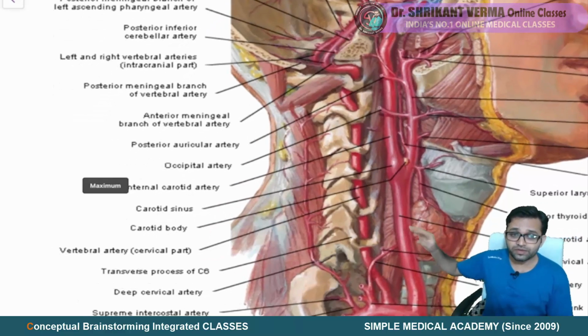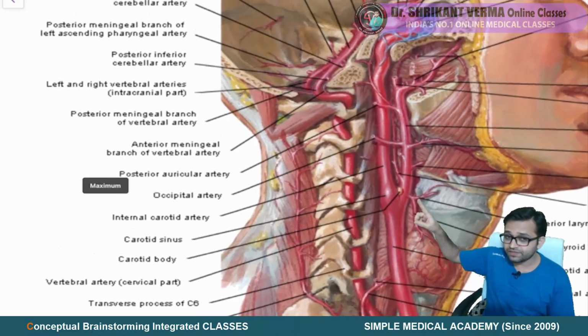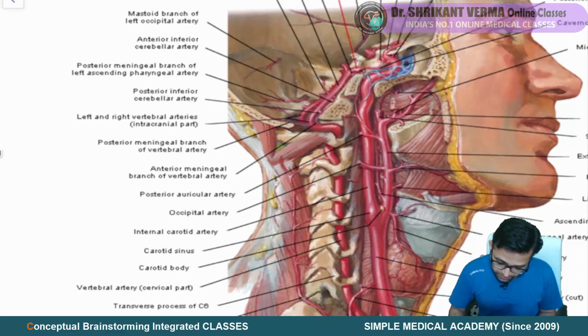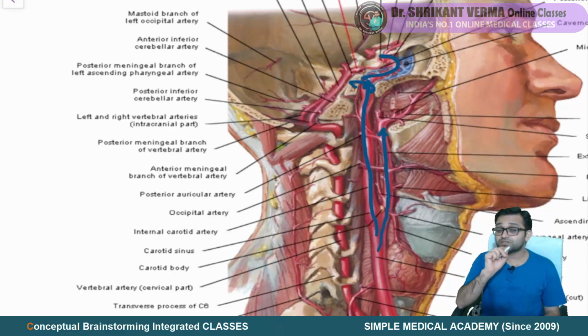Okay. So in our detailed class, we discussed this is our common carotid artery giving the external and internal carotid artery. Here is our external carotid artery, and this is the internal carotid artery, which is passing through the carotid canal and making a C-shaped siphon inside the cavernous sinus.